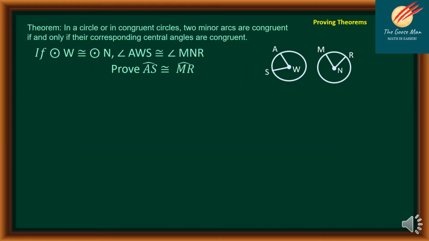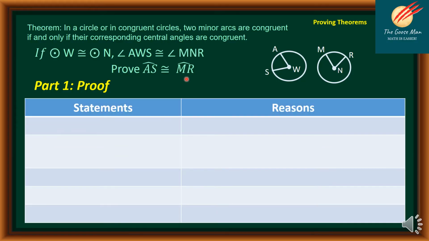Okay, to prove our theorem, let's consider the illustration on the right side. If circle W is congruent to circle N and angle AWS is congruent to angle MNR, we would like to prove that arc AS is congruent to arc MR. For part A, we will use the two-column form, with the statements and the reasons on the right side.